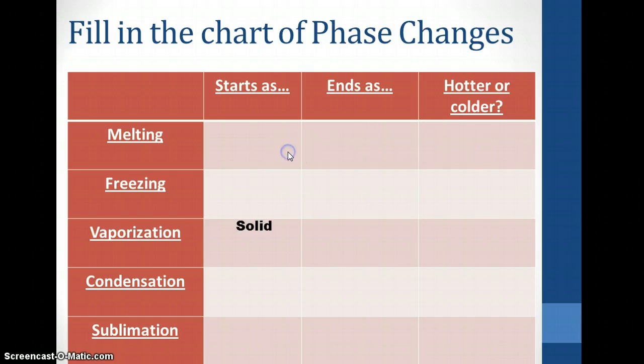So for example, melting starts as a solid and turns into a liquid. If it's going from a solid to a liquid and it's melting, is it becoming hotter or colder? You're right, it's becoming hotter. I'd like you to do this for the rest of the phase change diagram. If you need to, you can pause the video here while you fill out the chart.